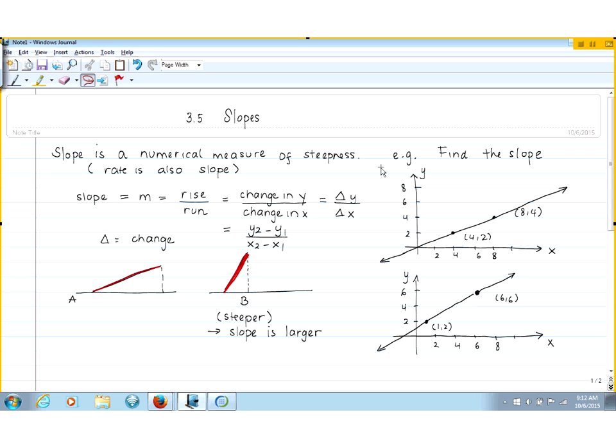Okay, so now I'm going to find the slope of the first one, the first line. I'm going to erase the second one because I need the space. I copied this already.